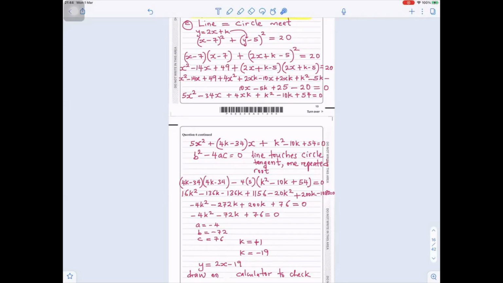It's long and tedious, but you take your time, you multiply it out, collect like terms, and you get this quadratic. And you solve that quadratic, use your calculator. So that gives you k to be plus 1 and k to be minus 19. So y equals 2x minus 19, you can draw, and then you can use your calculator to check it.